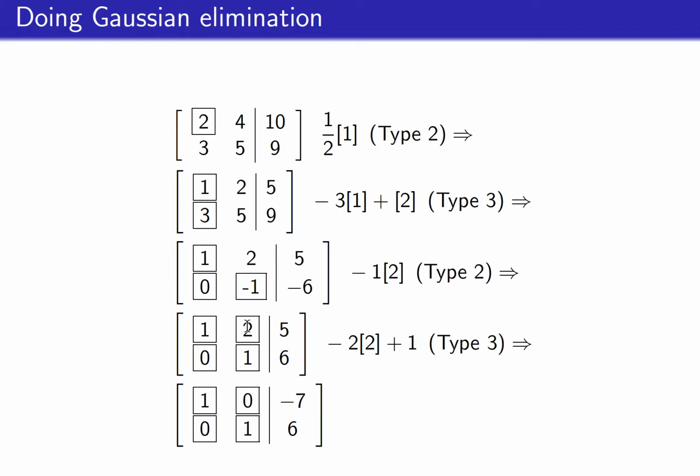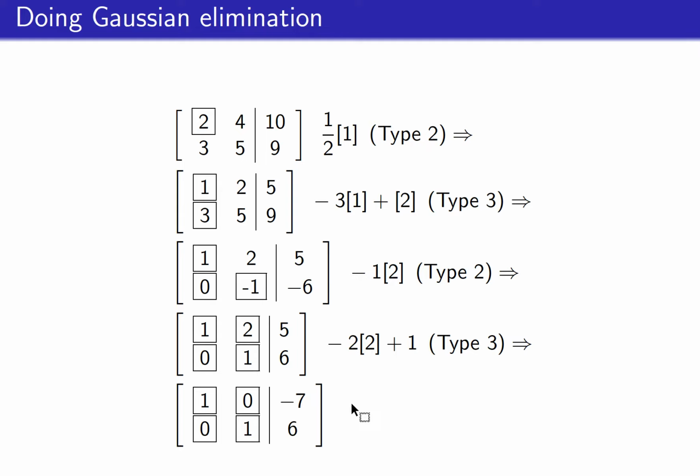And now I want to make this a 0. So this times something plus this is 0. So this times negative 2 plus this is going to be 0. In general, it's going to be just the negative of whatever's in here. And you just do that. Negative 2 times the second row added to the first row, and we get this.